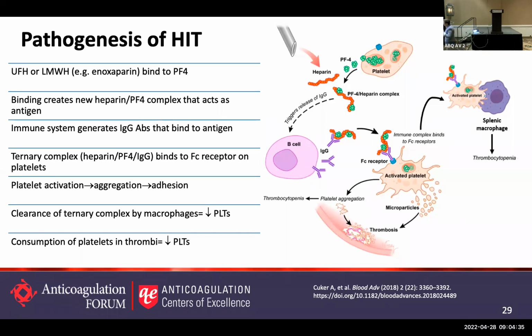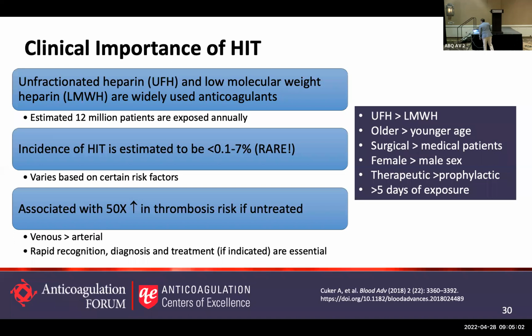The reason thrombocytopenia develops is because that ternary complex, when it's floating around, looks weird to the body also. And the splenic macrophages will go out and consume that and sequester and eliminate them from the body. So the platelet count falls. And then also these platelets are being consumed in these small clots. So the platelet count drops. Okay, so this conveys a high degree of morbidity and mortality, and we have to recognize it quickly.